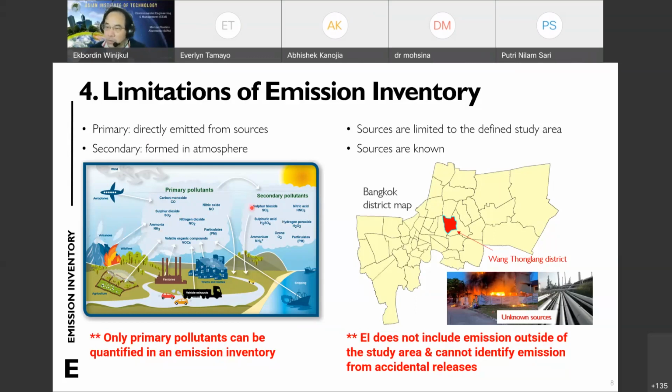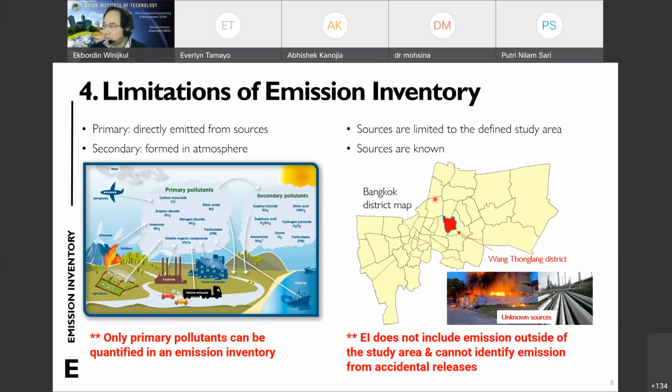There is another type of pollutant called a secondary pollutant that develops in the atmosphere. For example, sulfate, nitrate, also particulate matter that may come from sulfur dioxide and then pass through some process in the atmosphere and become sulfate particles. So those sulfate particles are considered secondary pollutants. In this case, the emission inventory can account for only primary pollutants, and it cannot account for secondary pollutants. Okay, so that's the first limitation of the emission inventory.